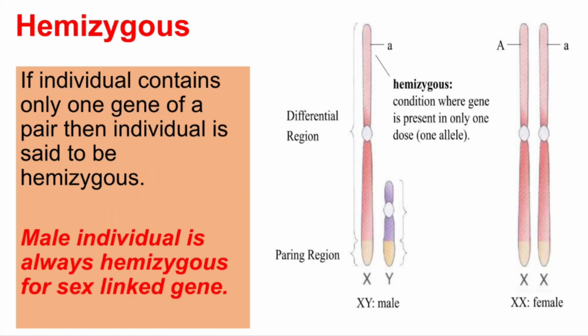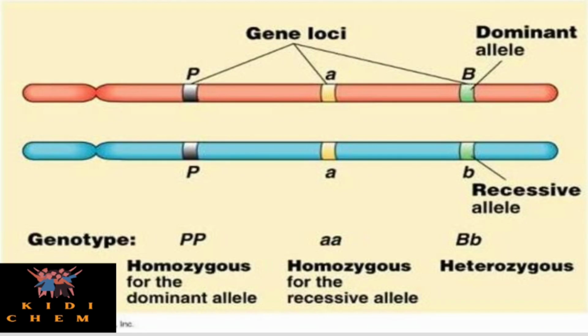Hemizygous. If an individual contains only one gene of a pair, then the individual is said to be hemizygous. A male individual is always hemizygous for sex-linked genes. As you can see in the figure, the pairing region is different and the differential region is different because males have X and Y. Hemizygous is the condition where a gene is represented in only one dose or one allele, whereas in females, XX, you can see that they have two different capital A and small a pairing regions.